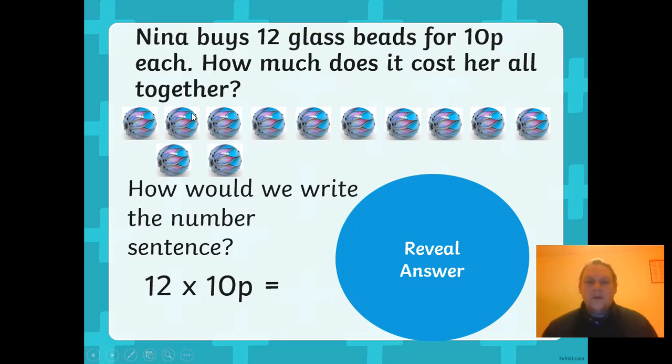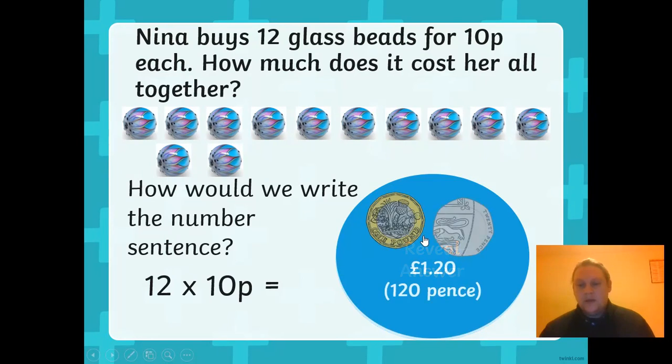Now, what's our top row here going to be worth? Let's check. 10p, 20p, 30p, 40p, 50p, 60p, 70p, 80p, 90p, 100p, and 100p is the same as £1, and then we've got £1.10, £1.20. Okay, so it's going to be £1.20, which is the same as 120 pence.